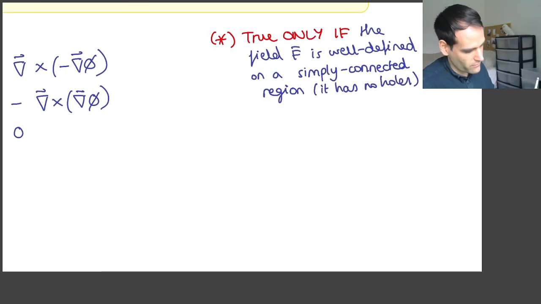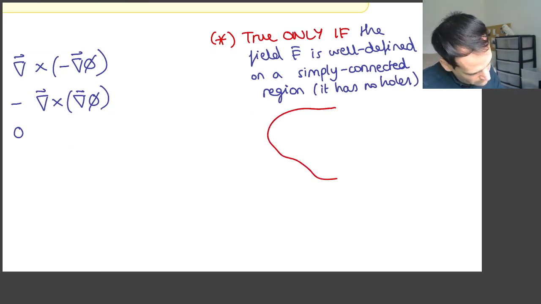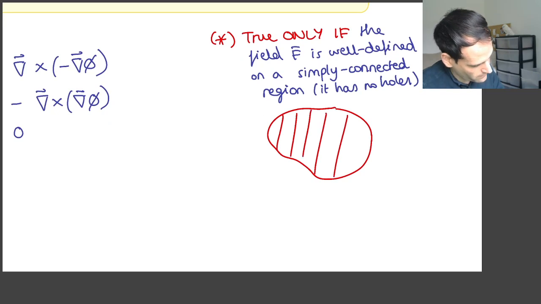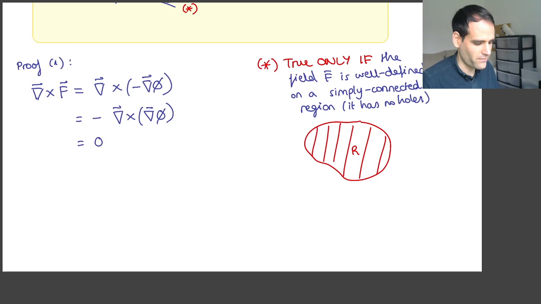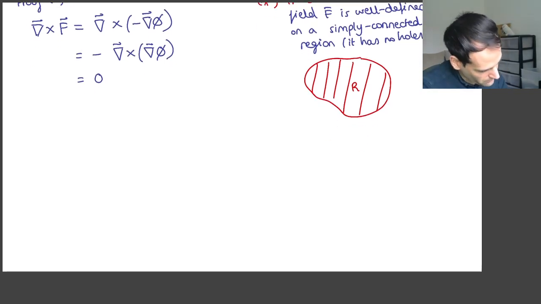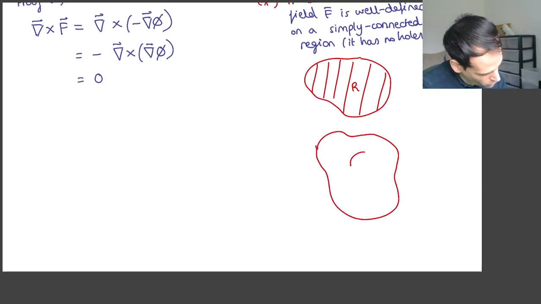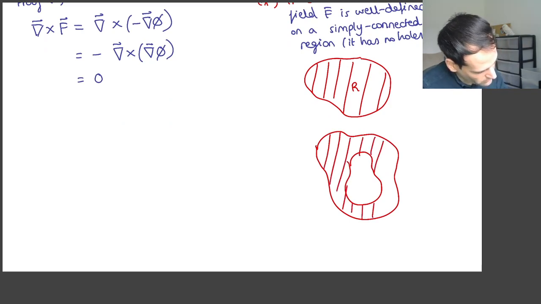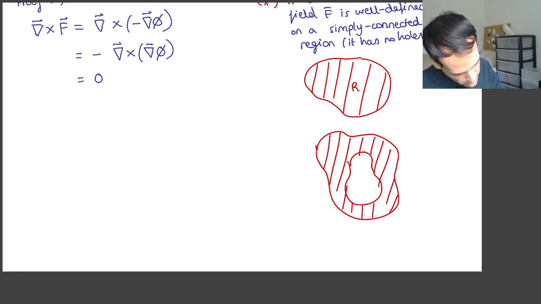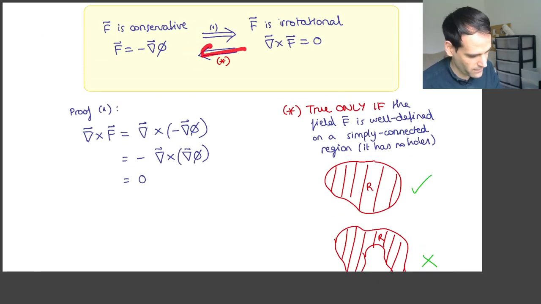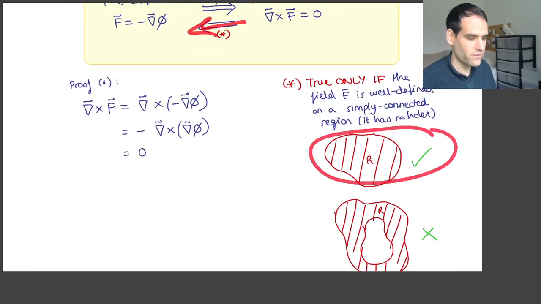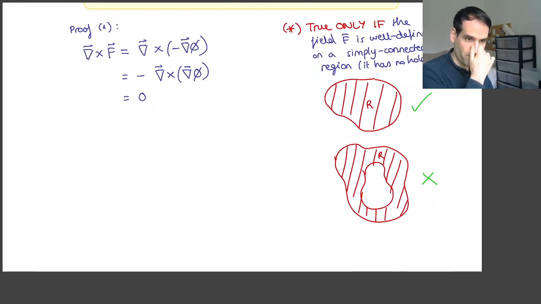So for example, if a field F is defined in a region like this, and the rotational of F is 0, then you know it's a conservative field. But if the field F is defined in a region with a hole, okay, so you only define the field on this region, then there is a hole, and therefore the theorem is wrong. So here the theorem, this line holds. Here, yes, it does hold. In this case, it doesn't hold, okay?